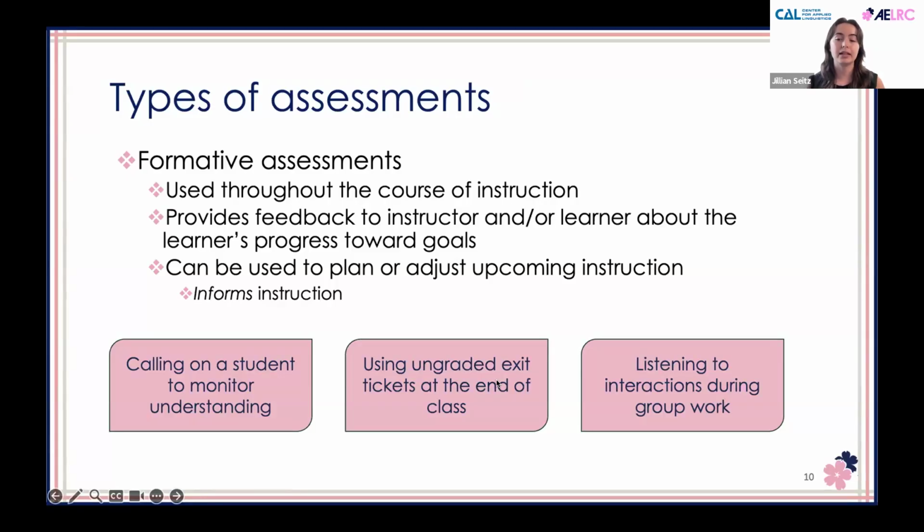Formative assessments may look like calling on a student to check their understanding of a newly introduced piece of knowledge. You may also conduct formative assessments by reviewing ungraded exit tickets at the end of the class period. Lastly, a really common form of formative assessment that teachers may not even realize they do is to just listen in on student interactions during group work. Are they understanding what's being asked of them? Are they comfortable using the target language with a peer?